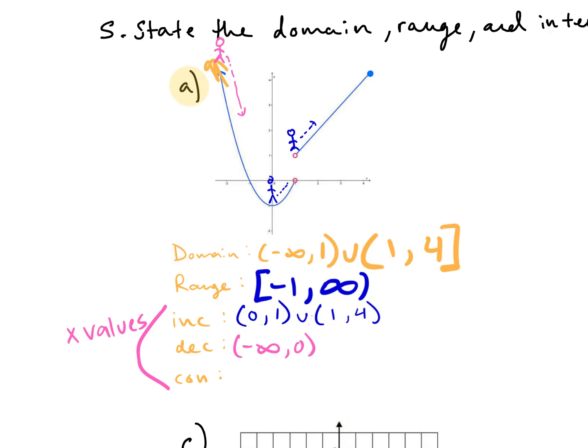So because we have a gap in our graph, we've got to show that gap in our increasing intervals. So we're increasing from 0 to 1, but then also from 1 to 4, the x values. I think on WebAssign you put DNE, but just don't put anything if you want to. You could say no, NA, whatever you want.